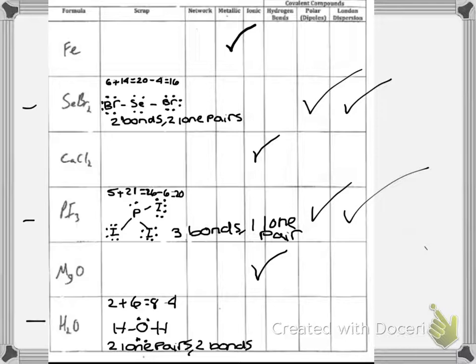And finally, we have H2O. And here we have also London because it's also covalent. And then it would be two bonds and two lone pairs, which would mean that it's also bent or V-shaped, and it is polar because it's also asymmetric.